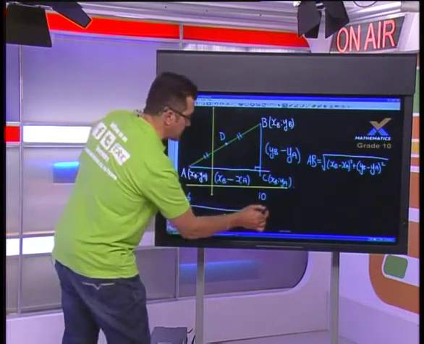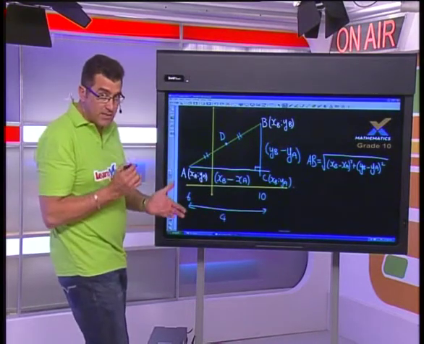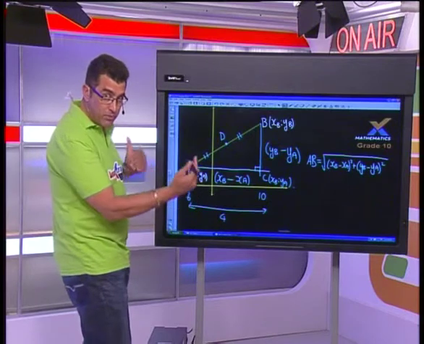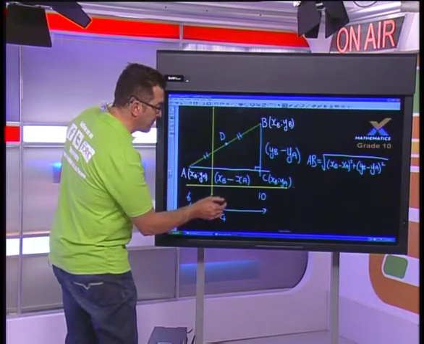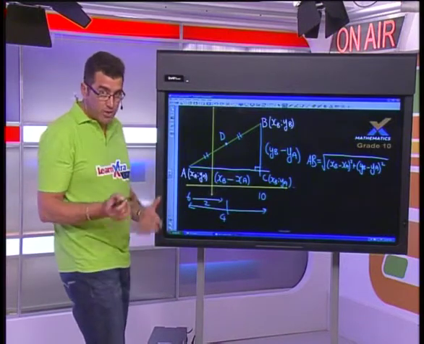We know the distance between the 2 is 4. So if I half that distance, I go to the midpoint between the 2 points, which leaves me exactly 2 units away from 6, which gives me 8.